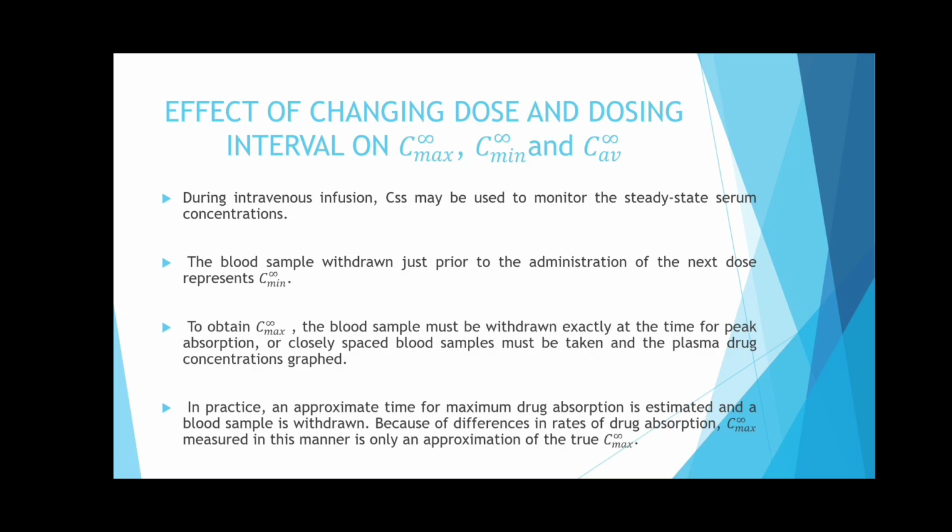During intravenous infusion, the steady state concentration may be used to monitor the steady state serum concentration. The blood samples withdrawn just prior to the administration of the next dose represent the minimum steady state concentration. To obtain maximum steady state concentration, the blood sample must be withdrawn exactly at the time of peak absorption, or closely spaced blood samples must be taken and the plasma drug concentration graphed. So when can we check the value of minimum steady state concentration? Suppose the first dose is given. Before giving the second dose, whatever plasma concentration of the drug is left by the first dose will give the value of the minimum steady state concentration.